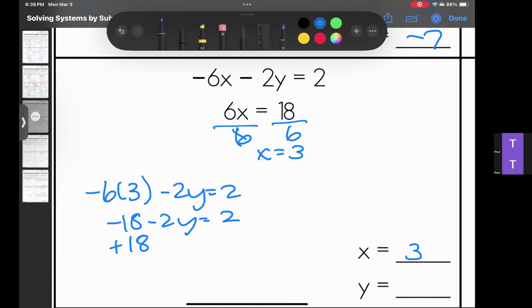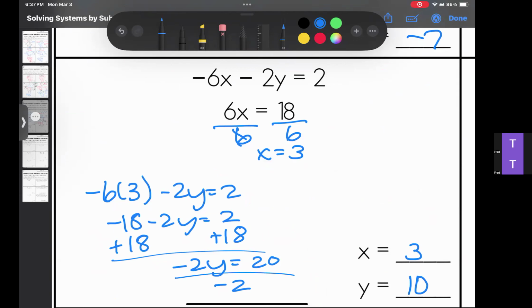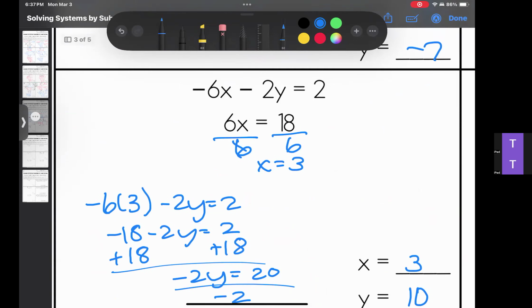Add 18 to both sides. -2y equals 20. Divide the whole kit and caboodle. Y is equal to 10. And let's check it because we leave no stone unturned. -6 times 3 minus 2 times 10 equals 2. So this is -18 minus 20 equals 2.